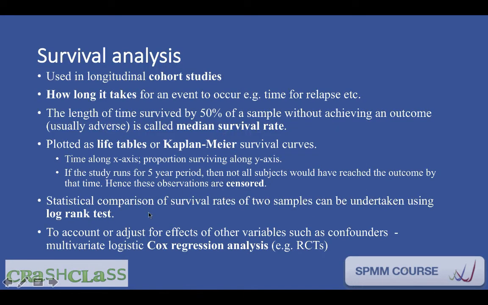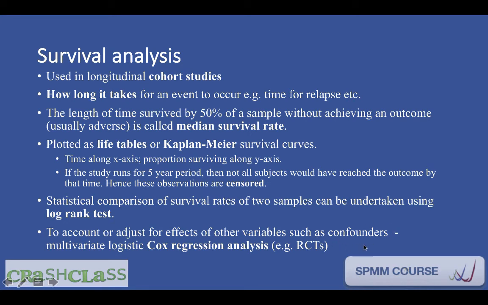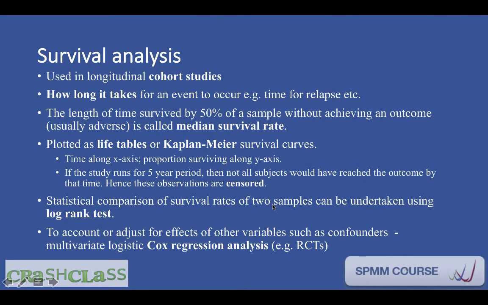To answer that question, I can do a log rank test, statistical comparison of survival rates, log rank test. I will also do a Cox regression analysis if I want to compare the two groups for their survival, but after taking into account confounding factors. So Cox is confounder controlled comparison of survival rates. In that case, I will do Cox regression analysis.